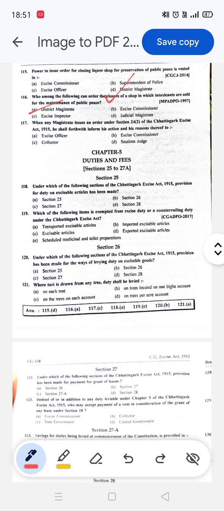Question number 117. When any magistrate issues an order under section 24 clause 2 of the Chhattisgarh Excise Act, he shall forthwith inform his action and his reason thereof to the collector. So here collector is the correct answer. So option C is correct.